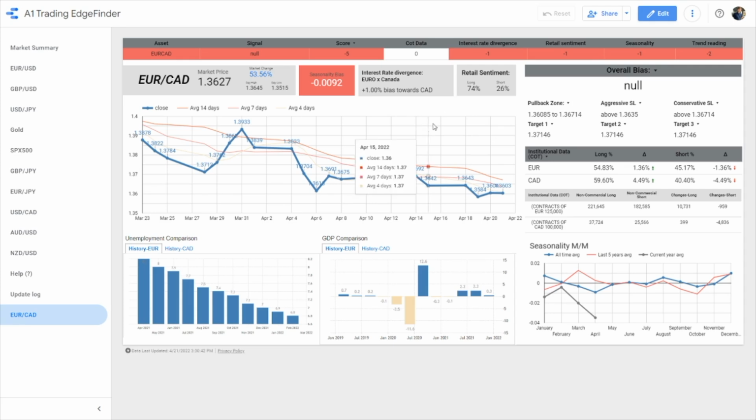So here's the A1 EdgeFinder. This is our software tool that we use to help find trade setups here at A1 Trading. We've been working really hard on this thing behind the scenes. The Euro CAD reading here is not completely finished. We are just finishing up all these metrics.